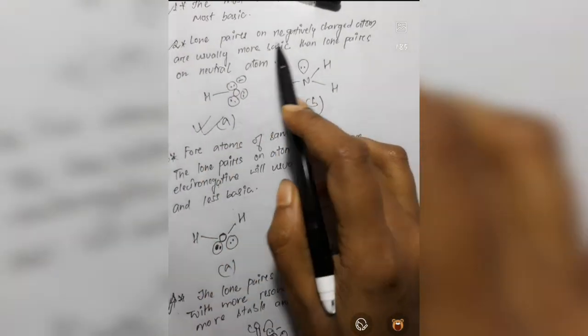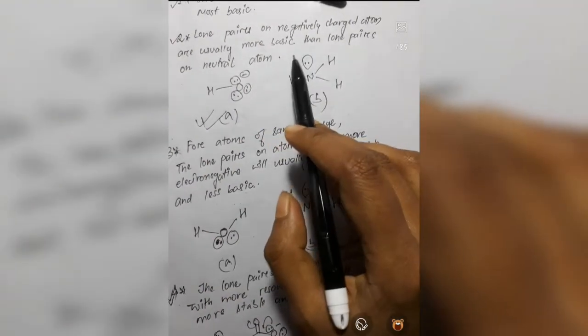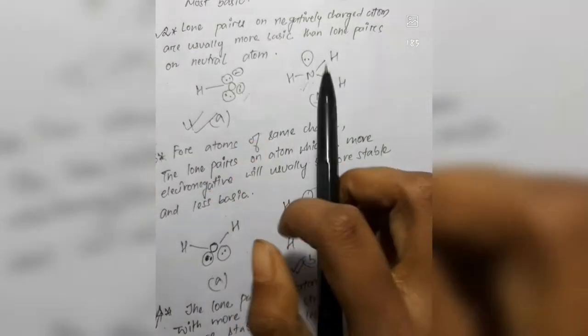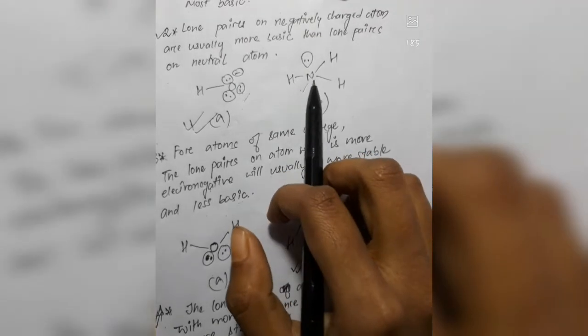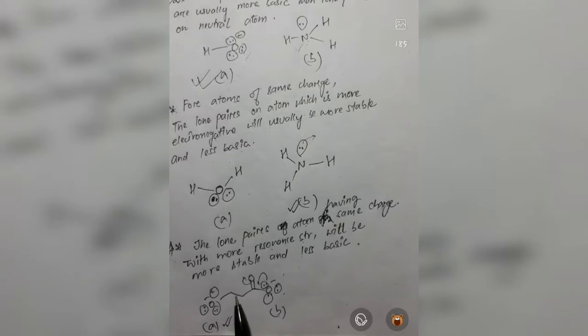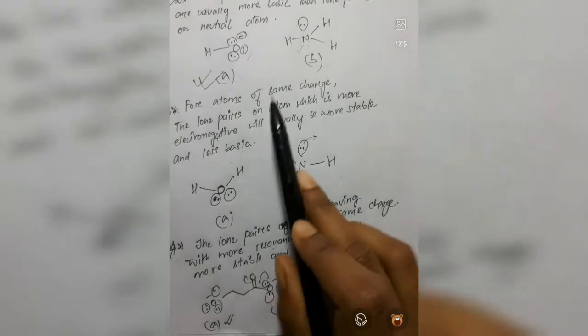Also, you look at here that in the second point we have studied that the lone pairs on the negatively charged atoms are usually basic. Now, if you look at the earlier point, here we have compared one compound with a charge and one compound with no charge. That means this is neutral. So here we found that the one with negative charge will be more basic. But in case there is a charge on both the atoms, then the one which is stable will be less basic. That is, the one which has more resonance structures will be least basic, and the other point is that if the electronegativity is more, then it will be less basic. So these are the points you should remember.